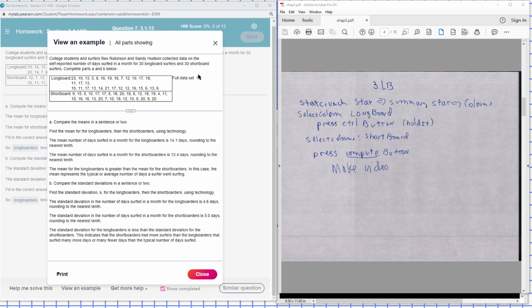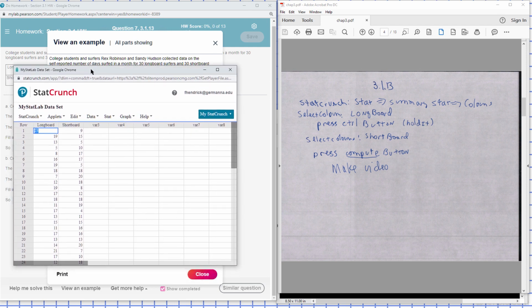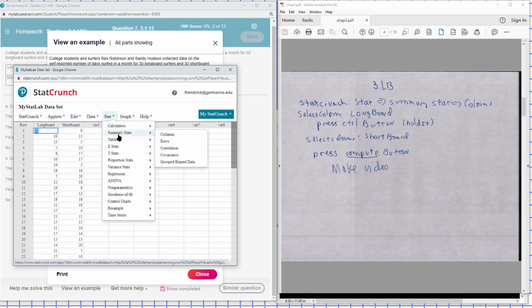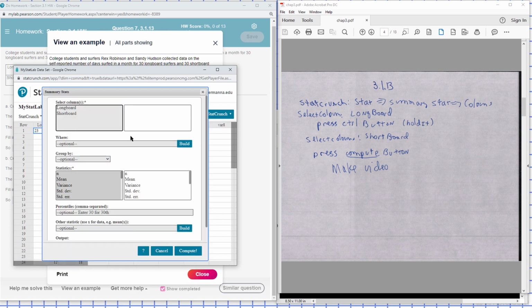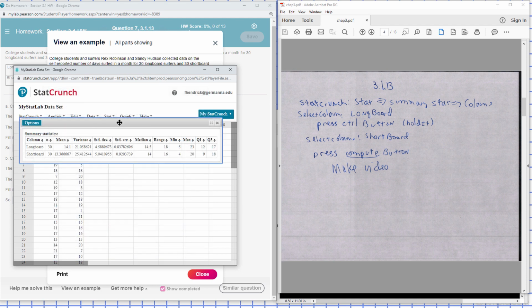So we have our data here. We can open it in StatCrunch. So we can go to Stat and Summary Stats and Columns. I can select longboard, press the control button, and press shortboard, and then press the compute button, and there you see the data.